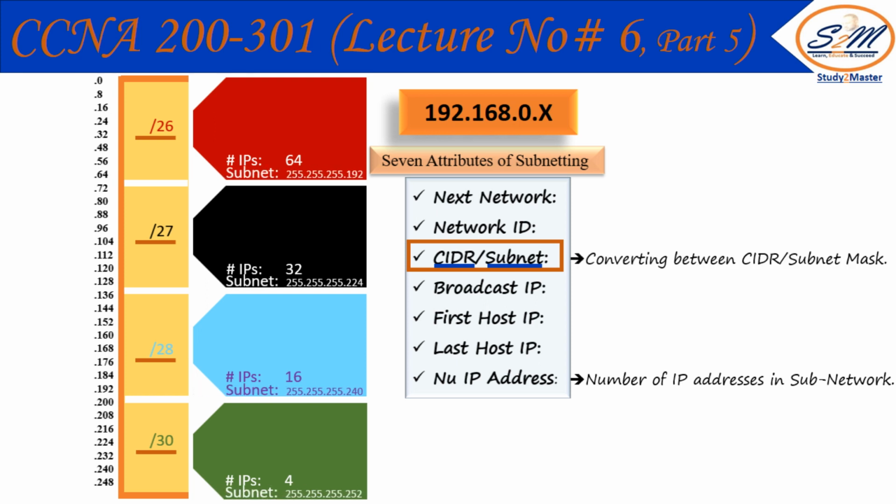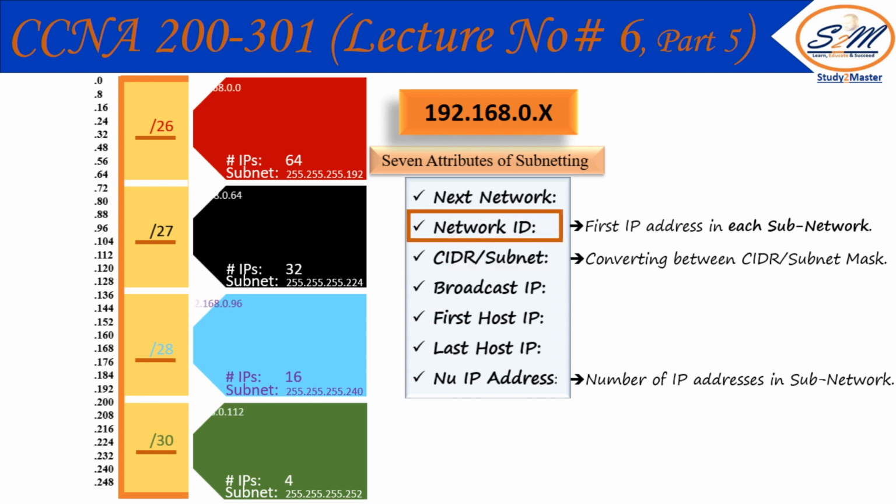Converting between CIDR and subnet mask. In the first network, the CIDR is /26 and the subnet mask is 255.255.255.192. In the second network, /27 is the CIDR and 255.255.255.224 is the subnet mask. In the third network, /28 is the CIDR and the subnet mask is 255.255.255.240. And in the fourth network, /30 is the CIDR and 255.255.255.252 is the subnet mask.